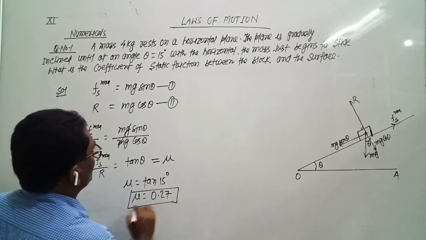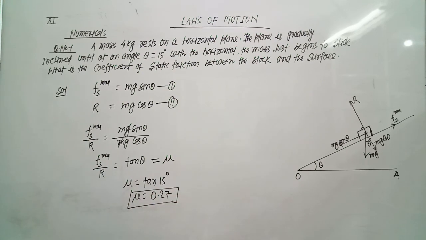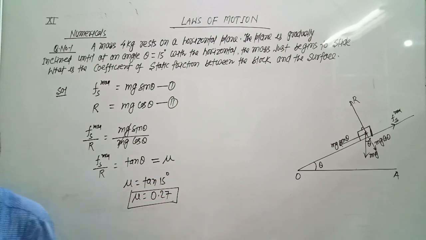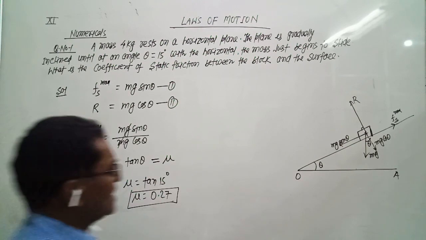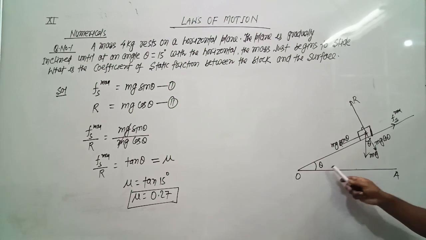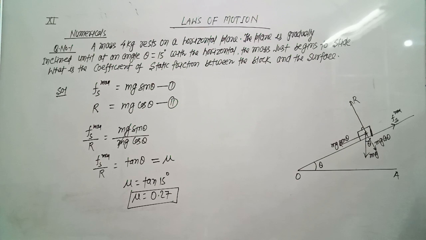So the coefficient of static friction between the block and the surface is 0.27. So we are given a mass of 4 kg kept on a horizontal plane. The plane is gradually inclined at an angle theta equal to 15 degrees. When theta becomes 15 degrees, the mass starts sliding down. So we have to find the coefficient of static friction between the block and the surface.